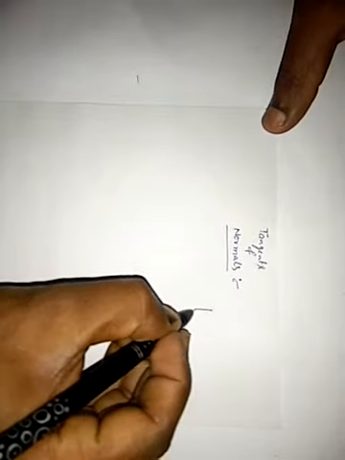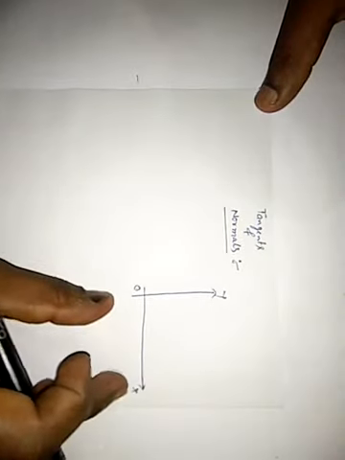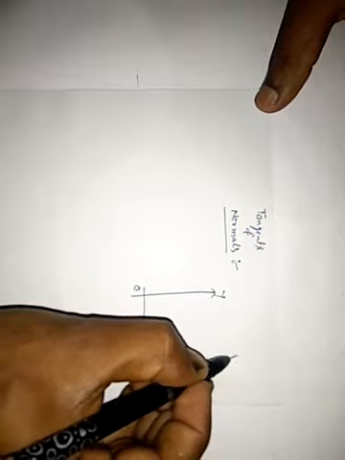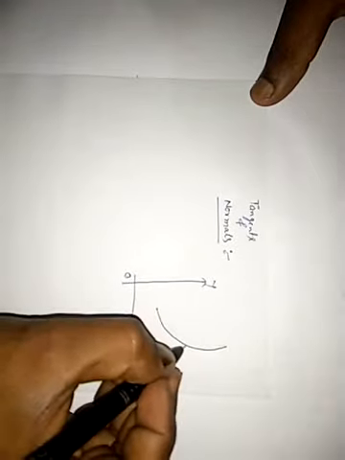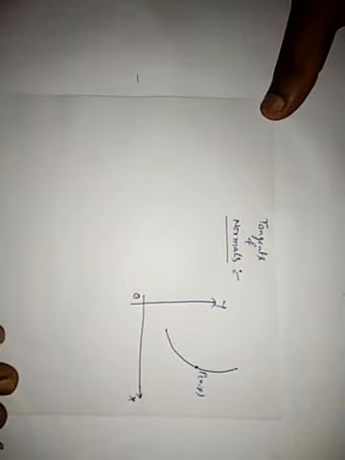Let this be the xy axis, with x, y, and origin O. And let this be a curve. We have a point P on this curve, say P(x, y). We want two things: one is the tangent at the point P, and second is the normal at the point P.